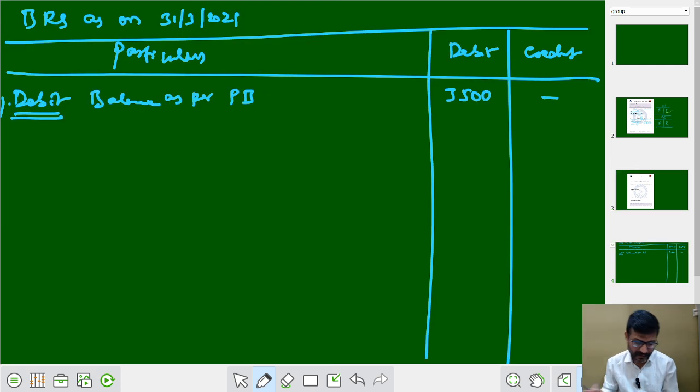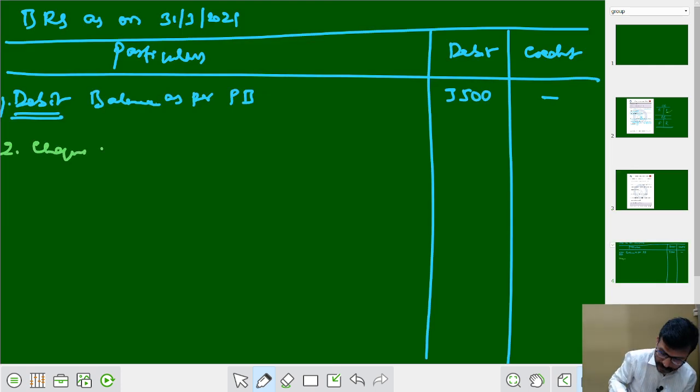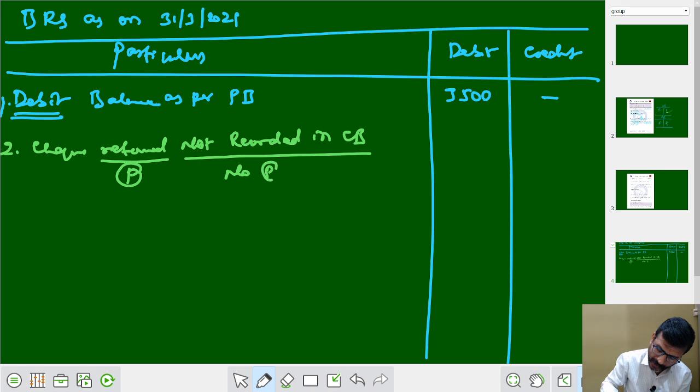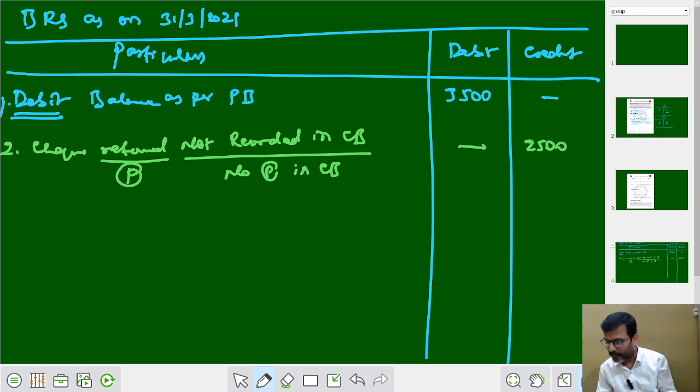So let us write point number 2. Checks returned not recorded in cash book. My dear kids, returned means dishonor, means payment. Not recorded in cash book means no payment in cash book, no credit in cash book. So we have to take it on the credit side, rupees 2,500.